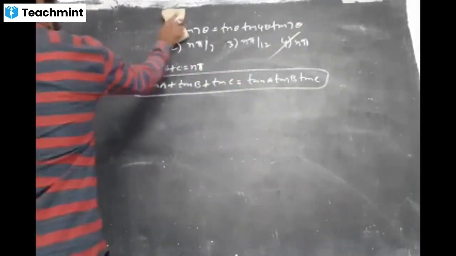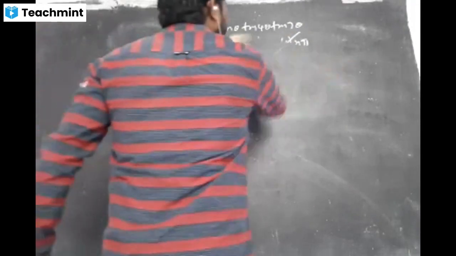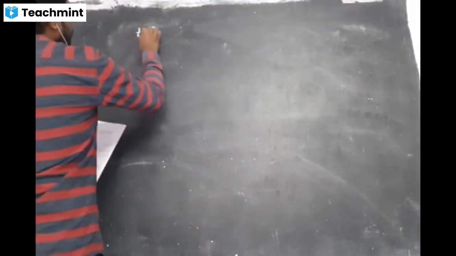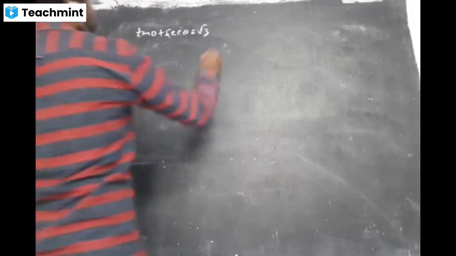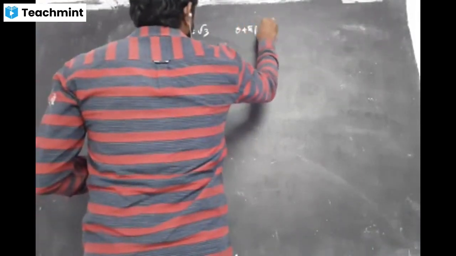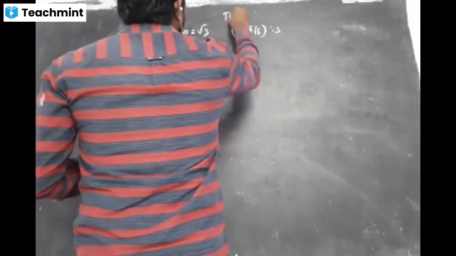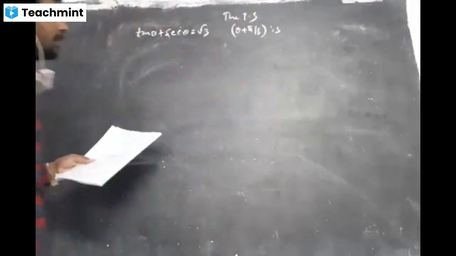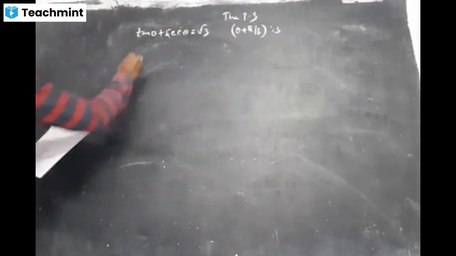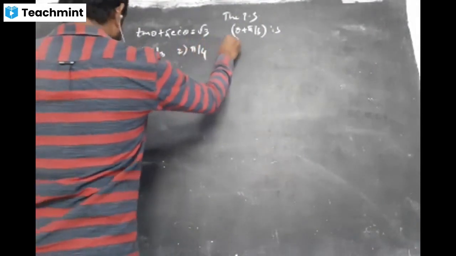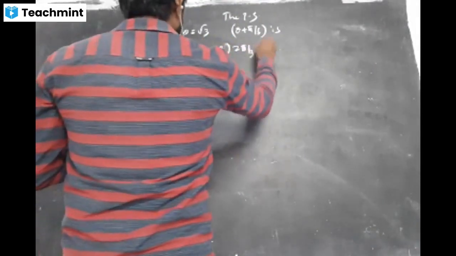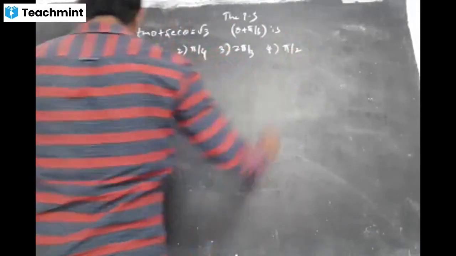Next problem. Tan theta plus sec theta is equal to root 3. Then the principal solution of theta plus pi by 6 is: first one is pi by 3, second one is pi by 4, third one is 2 pi by 3, and fourth one is pi by 2.